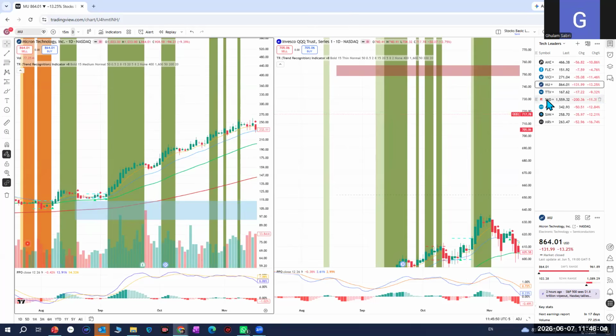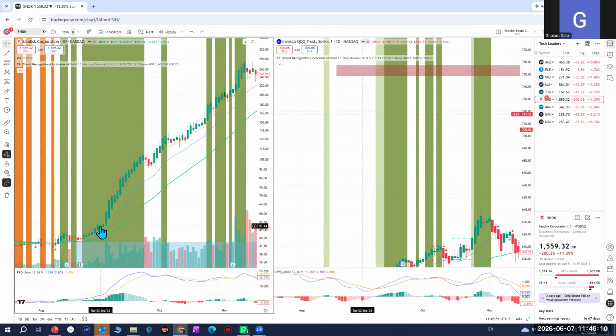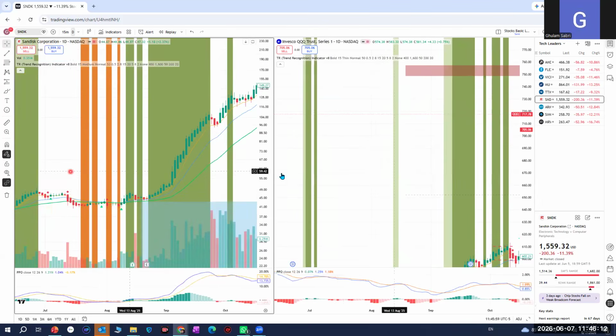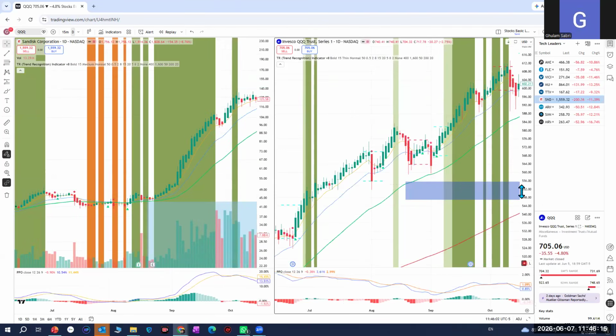So let's go to SanDisk. Same pattern here, starting from August, right here, and same pattern here, as you can see. First stage, but here we have a crossover, a PPO crossover. So that is likely to hold this breakout and give us a bigger move. If not this one, then this one. All we need to do is set an alert for this, wait for a PPO crossover, and then make an entry when a green zone appears.